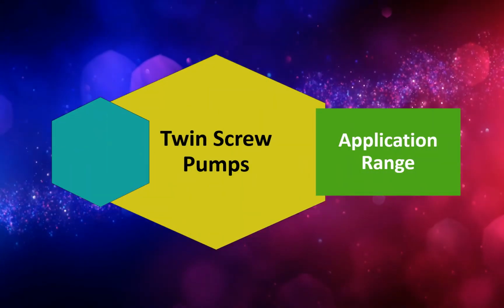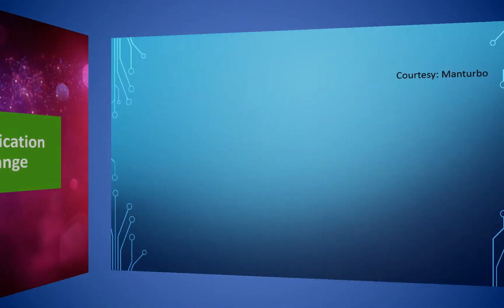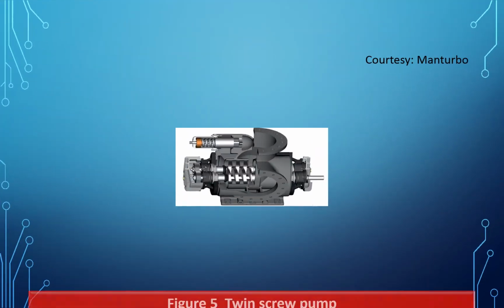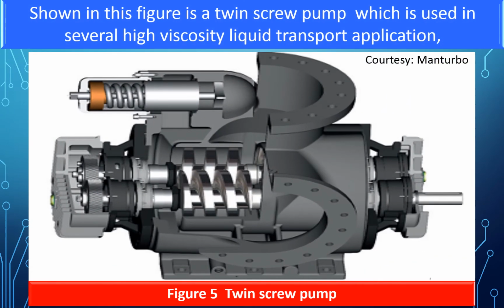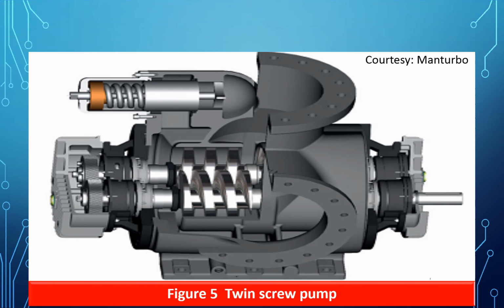Twin screw pumps application range. Shown in this figure is a twin screw pump, which is used in several high viscosity liquid transport applications, particularly with changing viscosity parameters, specially designed for handling hazardous and flammable liquids.